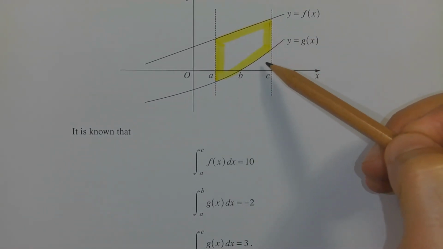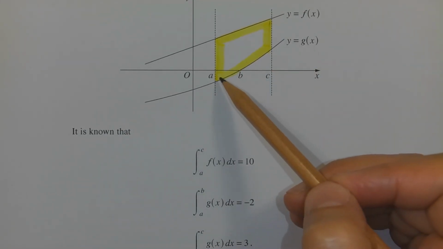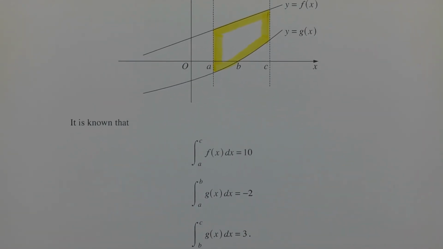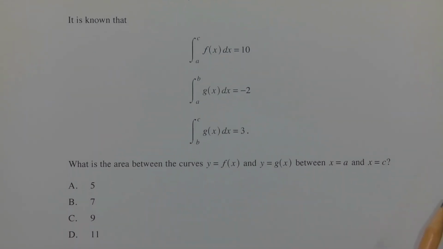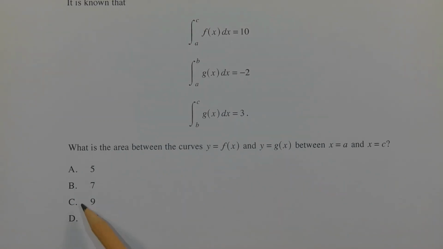So to get the area of the highlighted region, we take 10 square units, subtract from that 3, so 10 minus 3 is now 7, and we add to that 2 square units. 7 plus 2 is equal to 9. Therefore, the correct answer is option C.